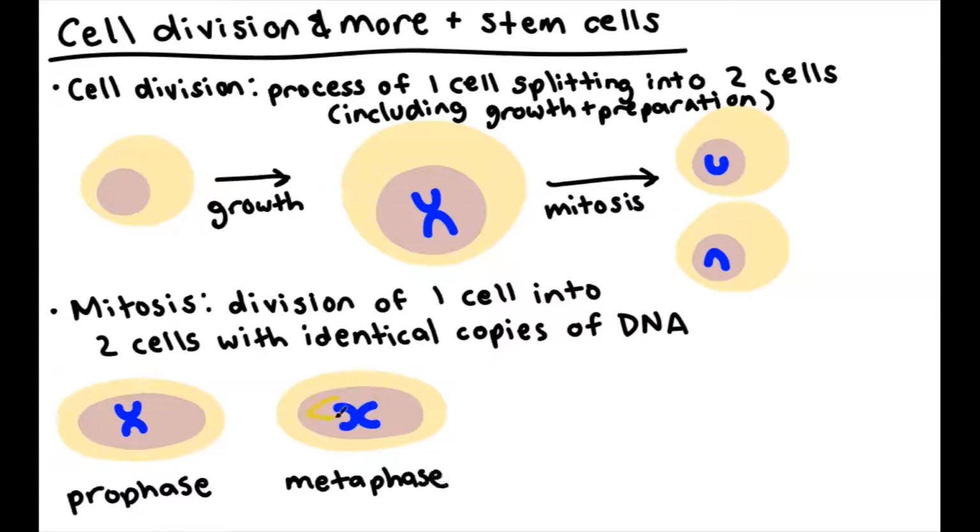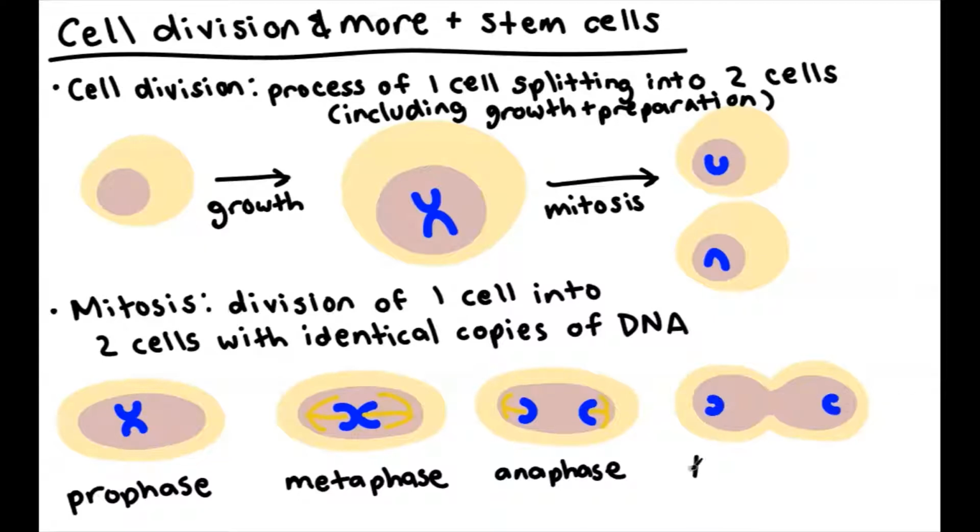This is also when things called mitotic spindles form, and those are made out of microtubules. The microtubules then pull the paired chromatids away from each other during anaphase, and the cell begins to pinch into two during telophase before they finally completely split up into two cells.